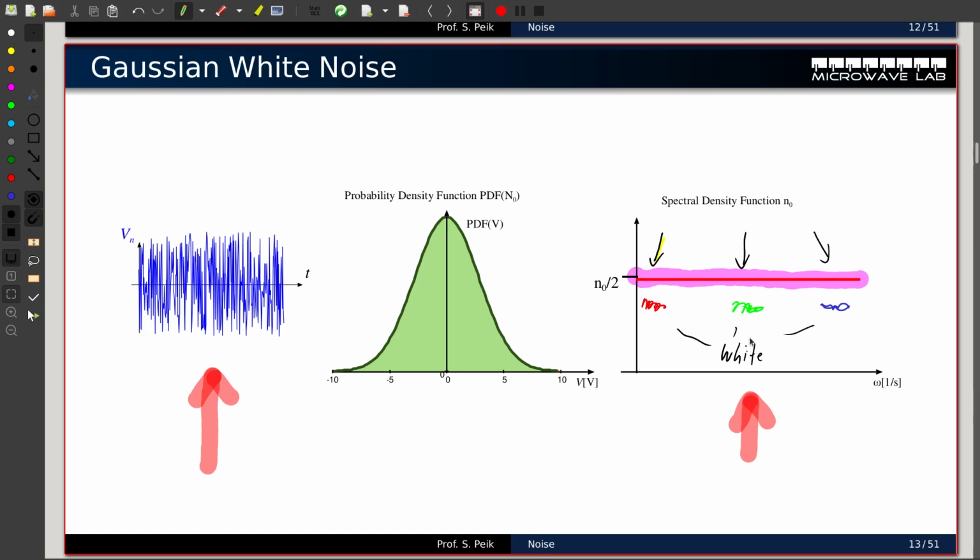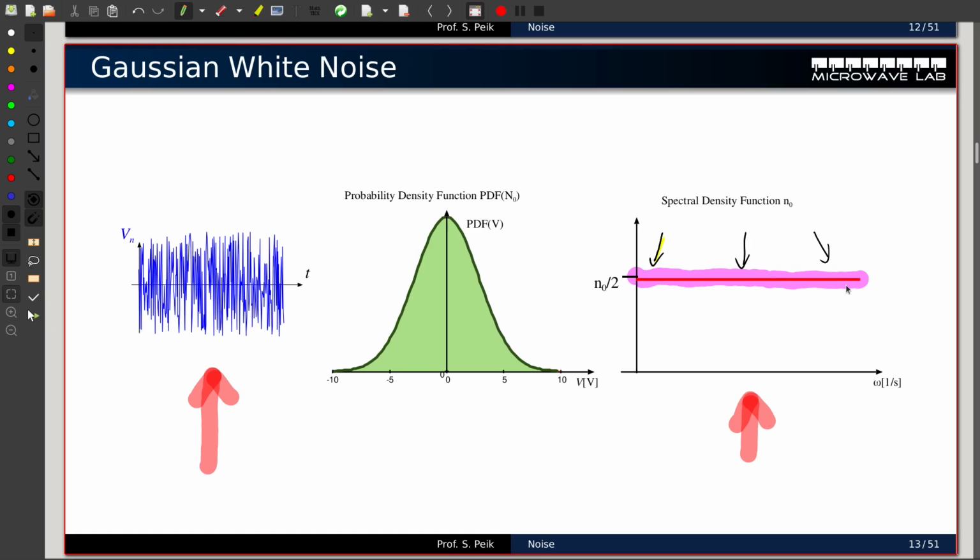And that's why this type of noise is also known as white noise, because all frequency components are in there with the same weight. That makes it a white signal. Okay, but that's just a side note. So, as we said, the time domain signal is quite useless. The frequency domain signal is really nice because we have a constant noise density, spectral density, sorry.